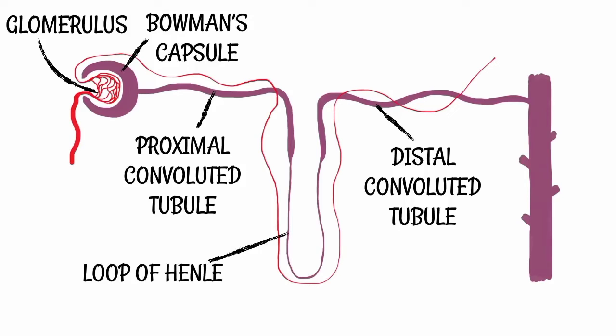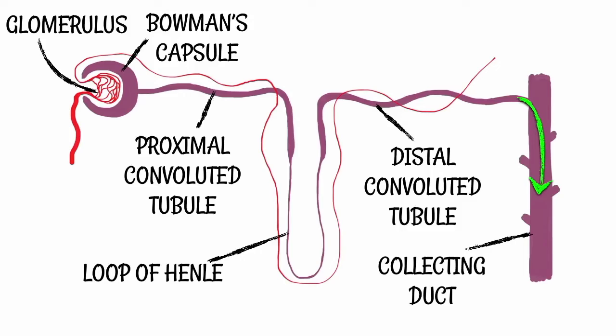The loop has two parts to it. There is the descending limb and the ascending limb. The descending limb being the part where the material falls down and the ascending limb where it rises up. Next is the collecting duct, and this is where all of the material from the tubule is going to enter. From there, it will go down until it eventually exits the kidney through the ureter, and it can then exit the body.